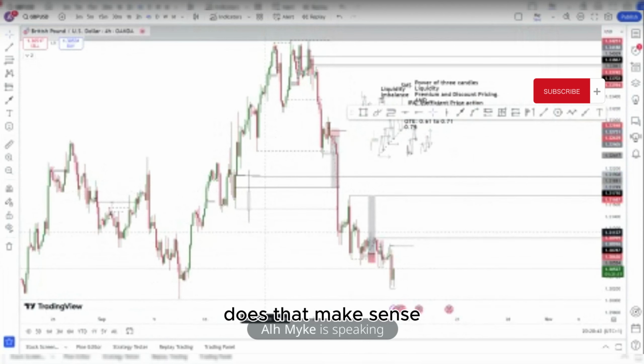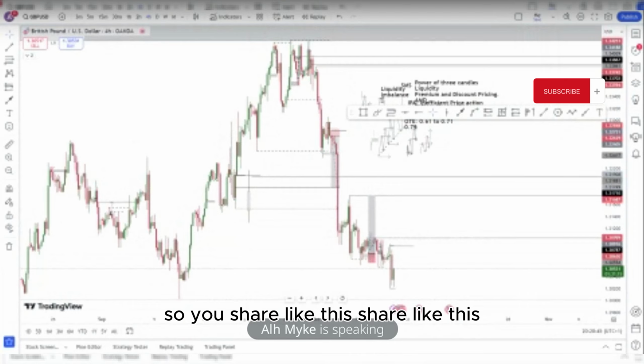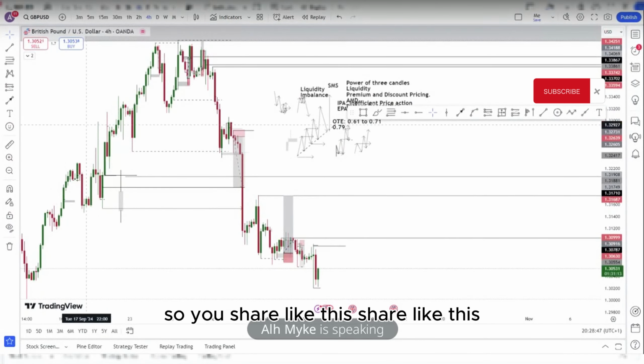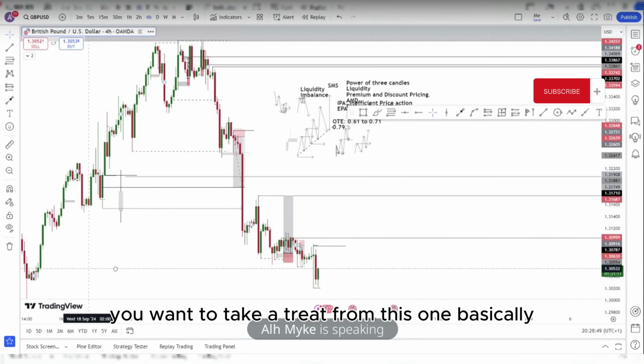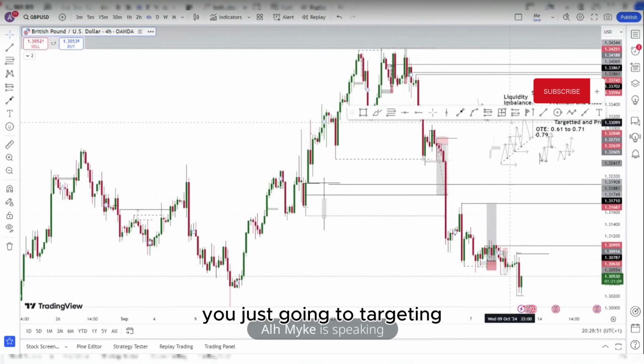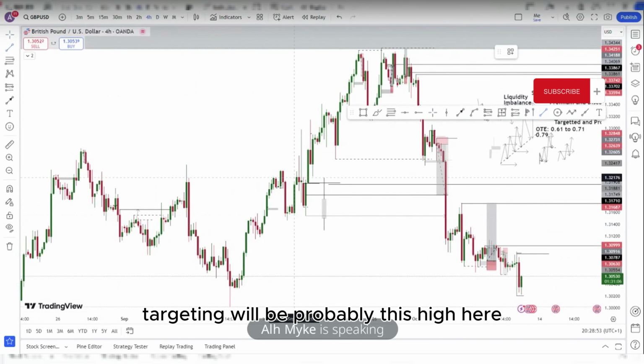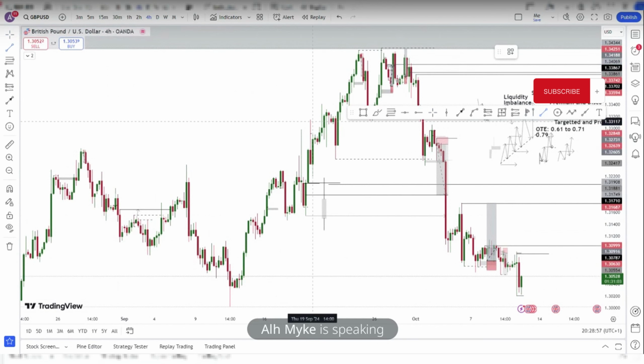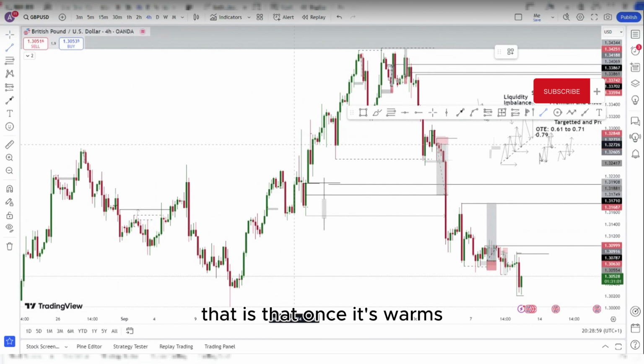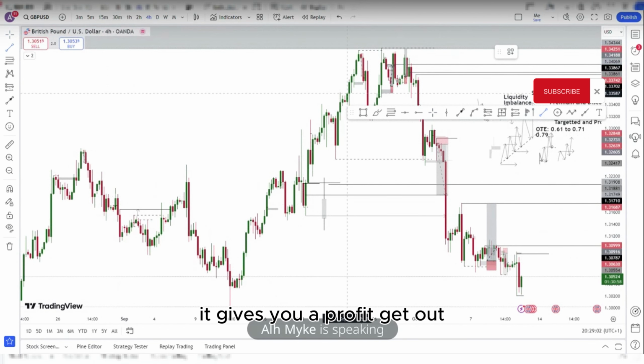Does that make sense? So in a scenario like this, if you want to take a trade from this point, you're not going to stress yourself too much. What you're just going to be targeting will be probably this high here or this high. And once it runs, it gives you a profit, you get out.